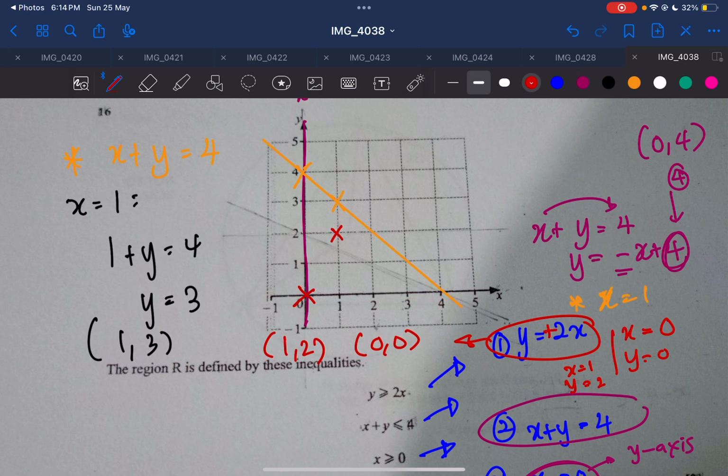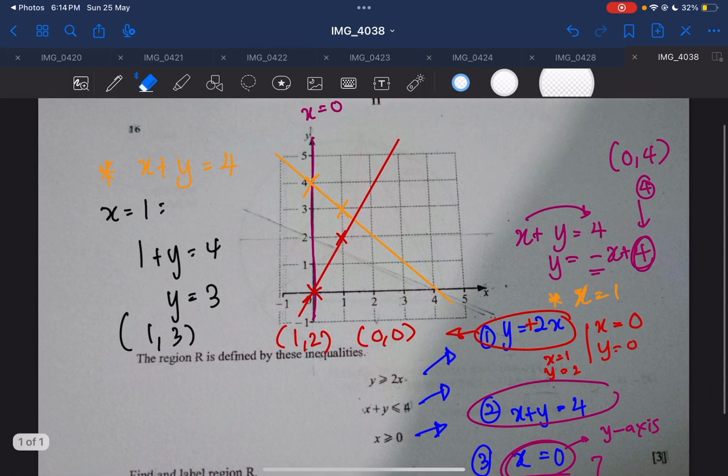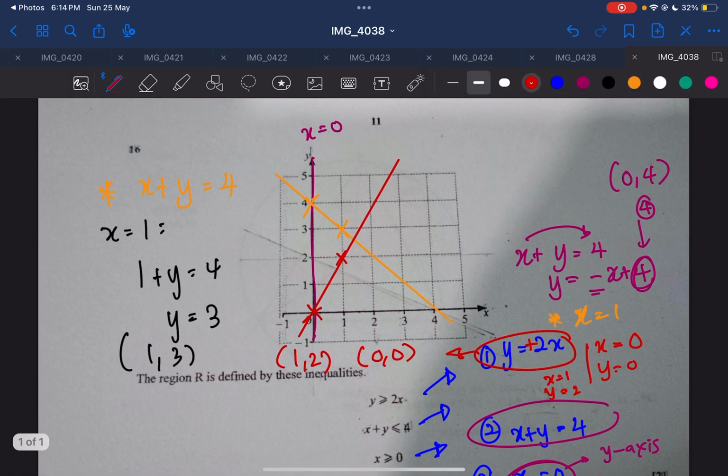And keep in mind, it's a positive gradient. We expect it to go up anyway. So we're going to draw that line. There you go. So just make sure that you are accurate. Okay, so that's my line. Now I'm going to label it accordingly. So this one is 2x, just so that we are clear which one is which. So this is x plus y equal to 4.